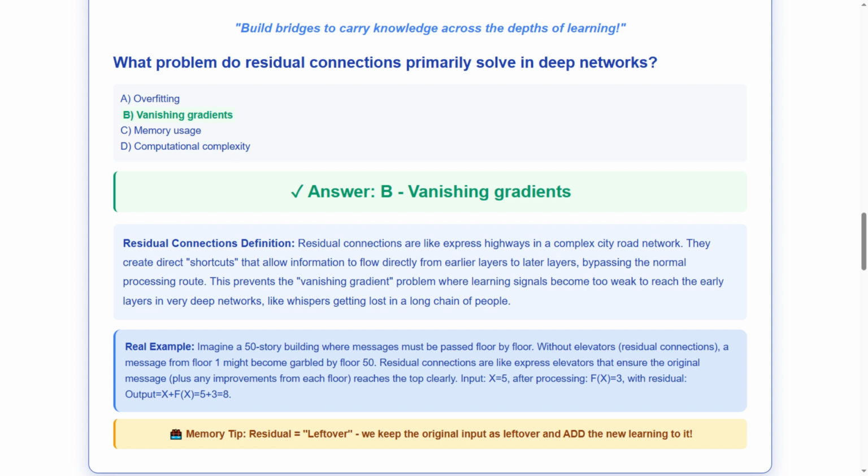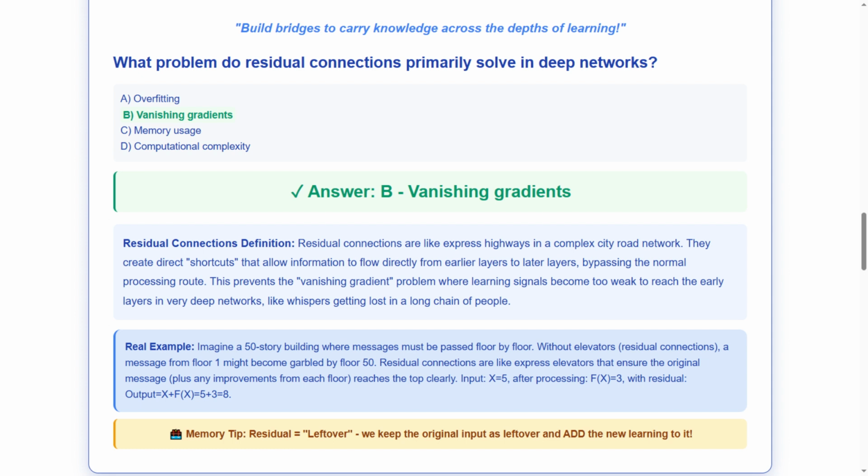Vanishing gradients. We select this because residual connections specifically address the problem where learning signals become too weak to reach early layers in very deep networks, which is the classic vanishing gradient problem. Residual connections are like express highways in a complex city road network. They create direct shortcuts that allow information to flow directly from earlier layers to later layers, bypassing the normal processing route.